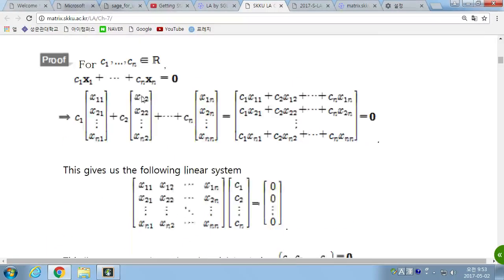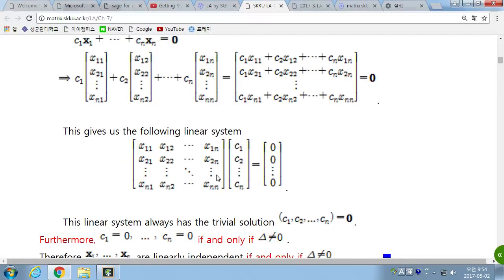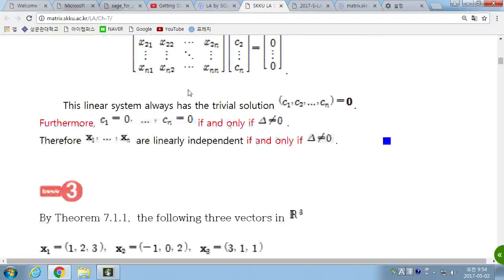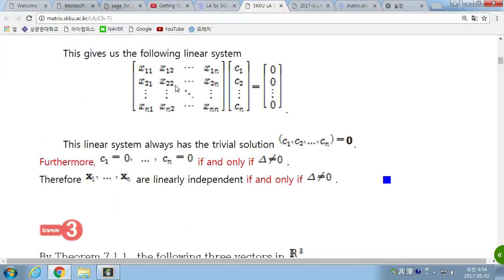And here is a proof. Suppose the linear combination of Ci's is equal to 0. Then if you write it down in vector form like this, it can be simplified in this way, and then written in matrix form like this. If the determinant of this is not 0, then the inverse does exist. So you multiply the inverse of this matrix, then all Ci's should be the inverse of this times the zero vector, which means all Ci's should be 0.